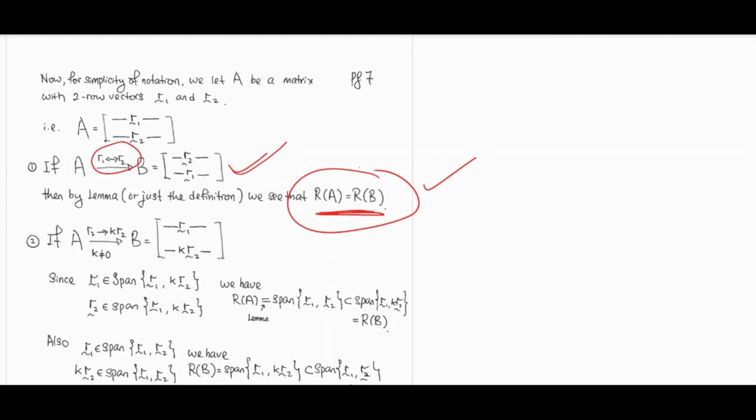Now, another row operation that we can do is we can take one of the rows and multiply it by a non-zero constant. So in this case, I'm saying that you take row 2, the second row, and multiply it by a non-zero constant.